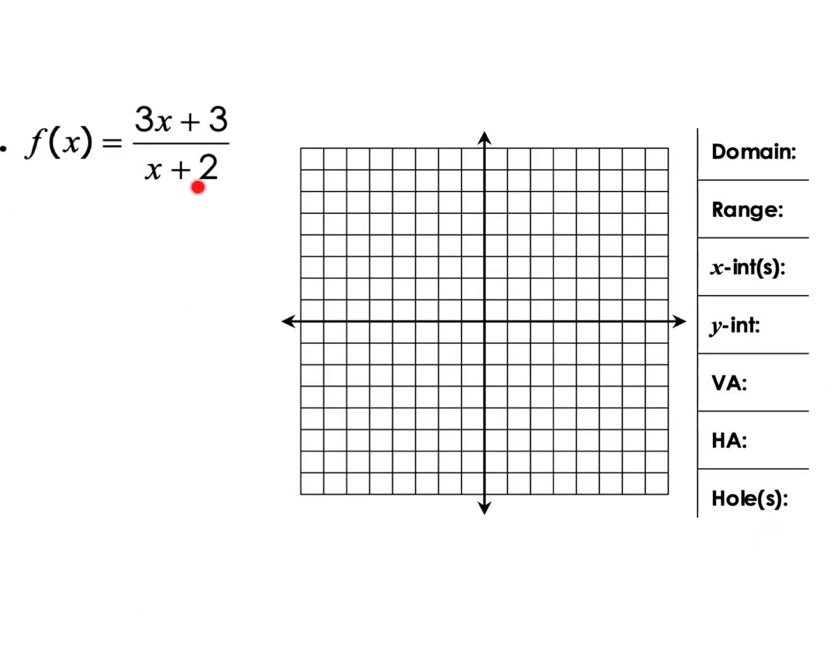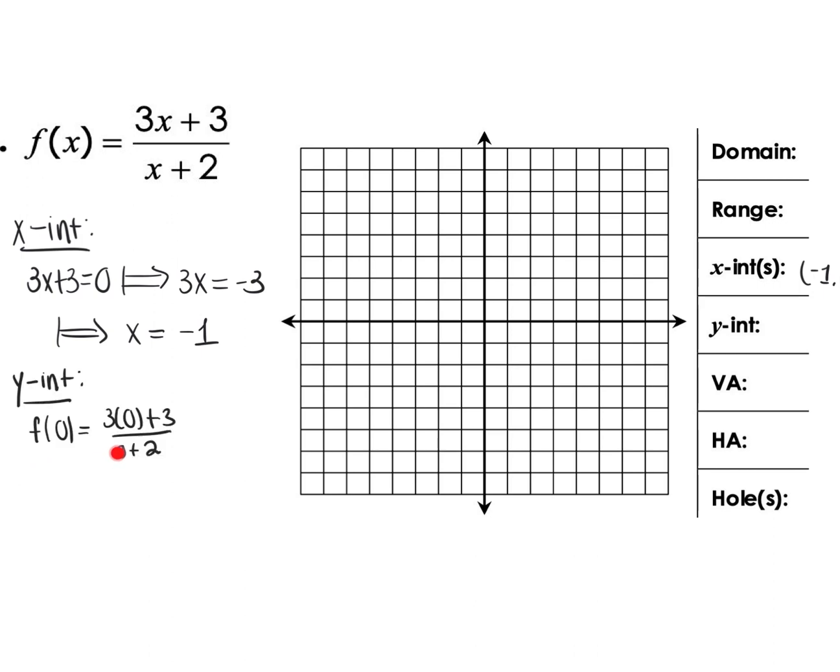Here we have f of x equals 3x plus 3 over x plus 2. So we'll go ahead and figure out the given information. We will set our numerator equal to 0 and solve for x, and that will give us our x-intercept, which is negative 1, 0. And now we're going to figure out our y-intercept, which will be f of 0, which is 3 times 0 plus 3 over 0 plus 2, which will be 3 over 2.